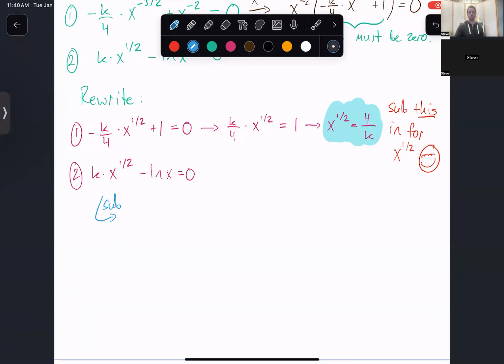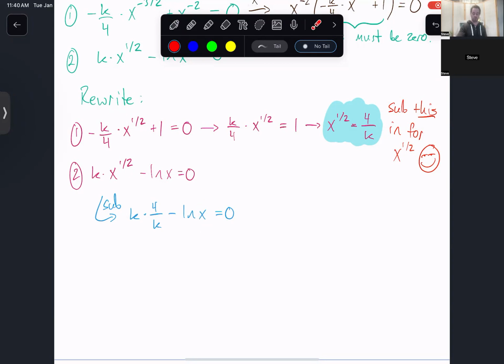Don't worry. So we're going to take the x to the 1/2 and replace it with 4 over k. So that will mean k times 4 over k minus ln x equals 0. Notice, I'm being strategic here. I want to turn this into something in terms of k, but this x I actually left alone. Okay?